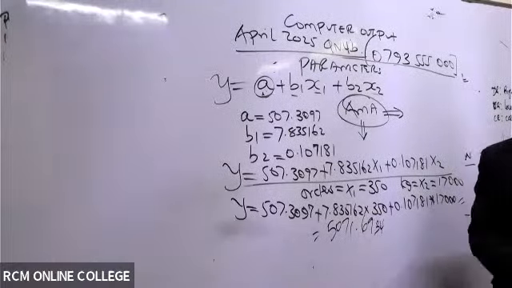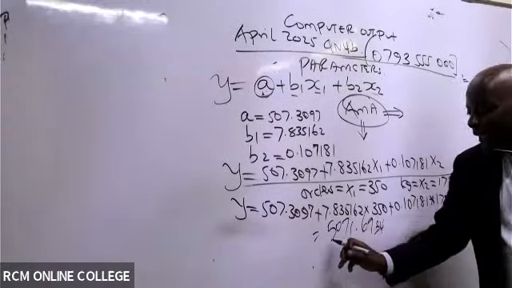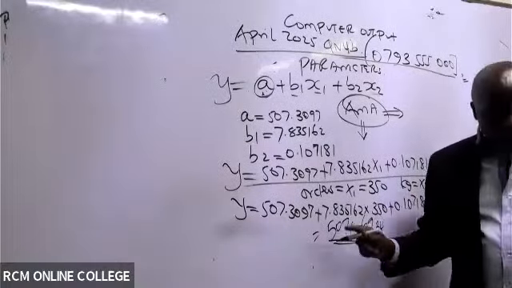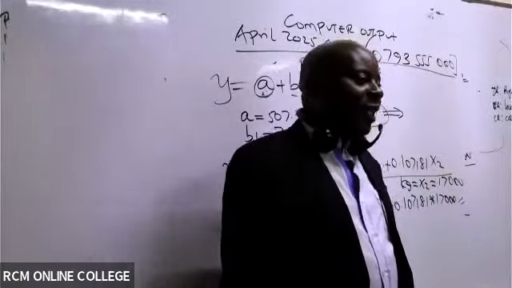5071.6934. I haven't seen you double underline. The final answer shall always be double underlined for you to draw the attention of the examiner to your final answers. Was that a difficult question, really?